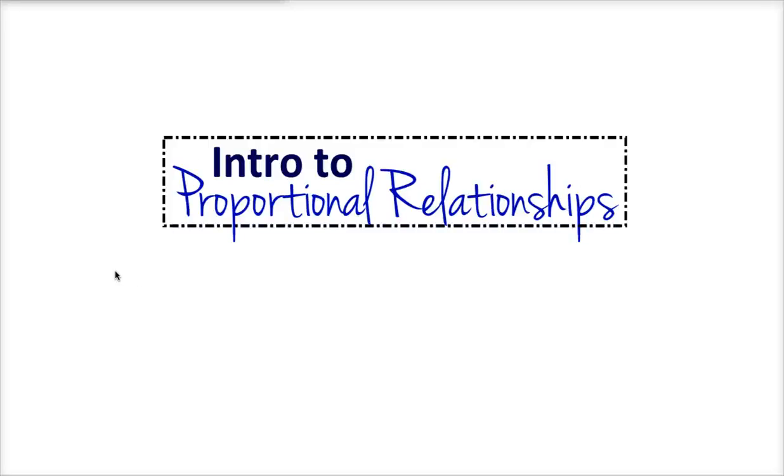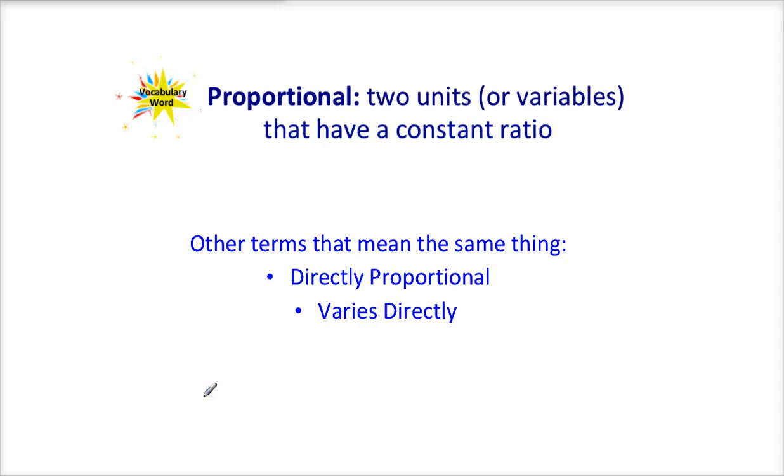This lesson video and the upcoming lesson videos are all going to be about proportional relationships. So let's start with a definition of what proportional means. Proportional means that we have two units or variables that have a constant ratio. Constant is another word for the same, and ratio is just a fancy word for a fraction. So they always have the same fraction.